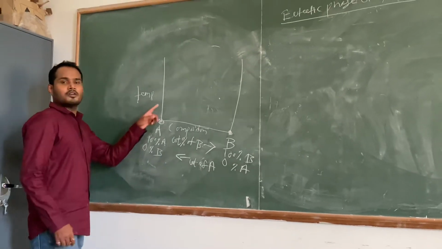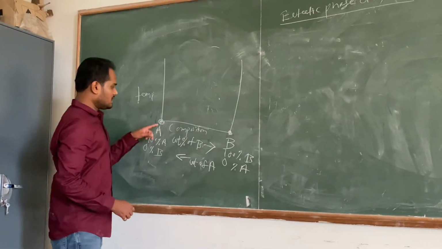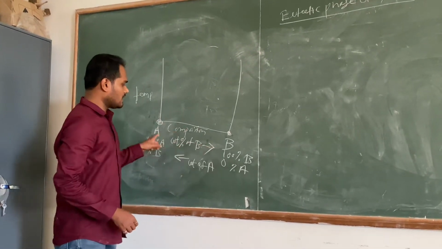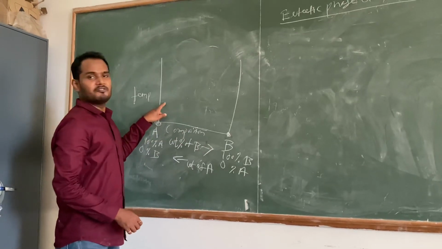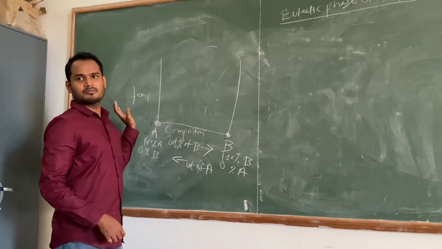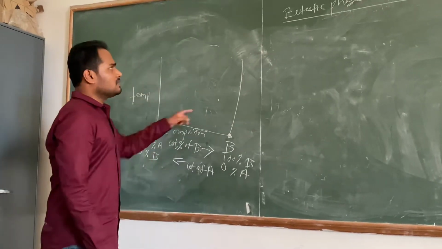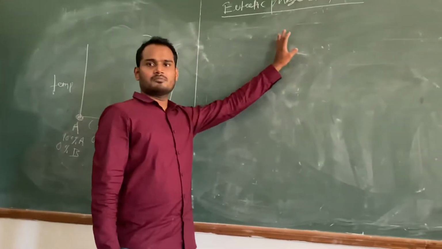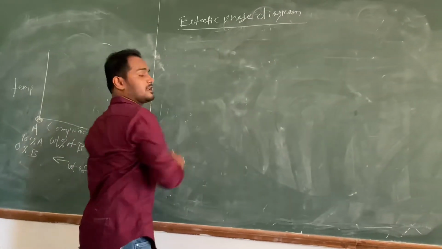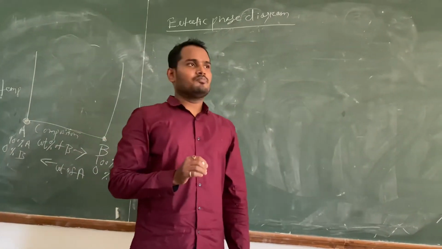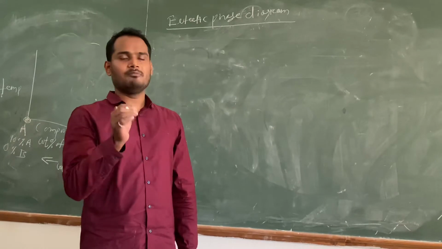So this is the temperature. If we are making an alloy of these, we can have different phases at different temperatures, like in the iron carbon diagram, where many phases are there. But here our topic is the eutectic phase diagram. As I told, this kind of phase diagram will help you to find out the eutectic composition.